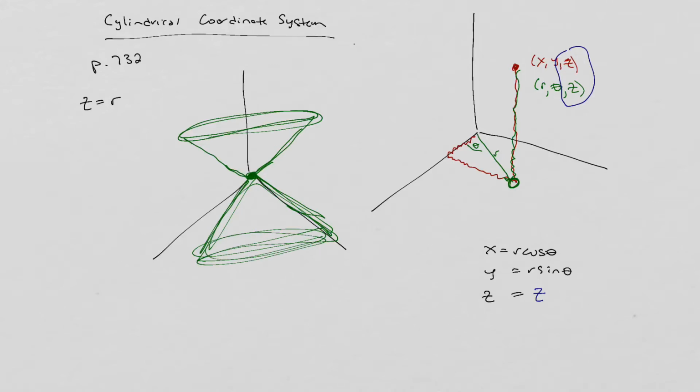Okay. So those are some of the pictures that we've got. Let's see if we can start thinking about how we can go back and forth between the regular three-dimensional picture. In other words, if I gave you a point x, y, and z, could we somehow convert that to r, theta, and z? So in other words, let's go from the rectangular coordinate system to the cylindrical coordinate system.